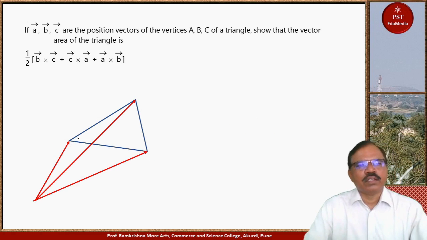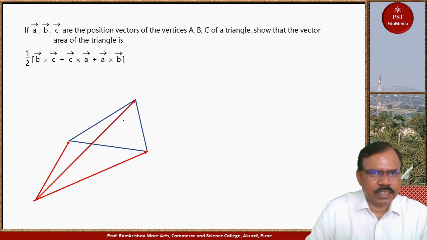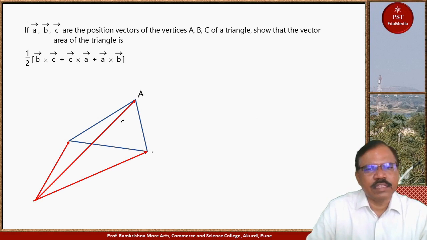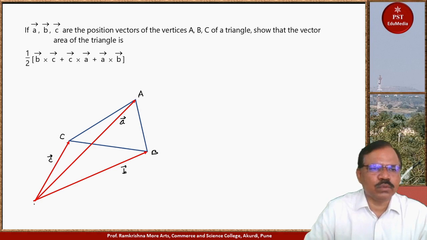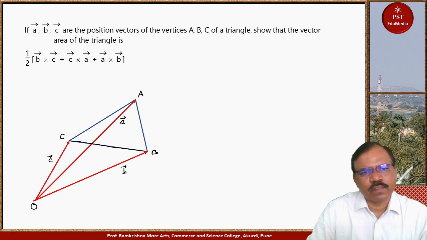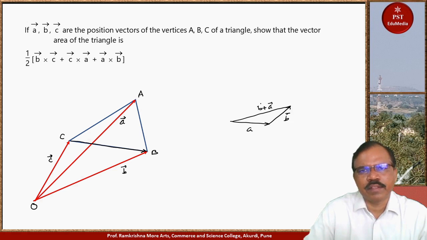Erase all. So let us take this point as A, this point as B, this point as C. So this is vector A, this is vector B, this is vector C, and this is origin O. If we use the law of triangle of vectors, suppose this is vector A, this is vector B, then this vector is A plus B. Let us call this C. So what is B? B is C minus A, like this.